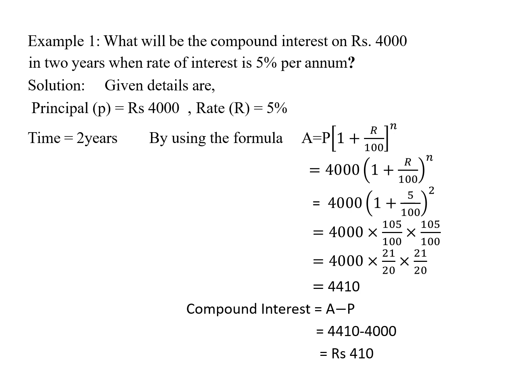But the question asks us to find compound interest. The compound interest formula is amount minus principal. Just now we got the amount as 4,410 rupees, minus the principal amount. In the question itself they have given 4,000. So after subtracting these two values we got 410 rupees as the compound interest.